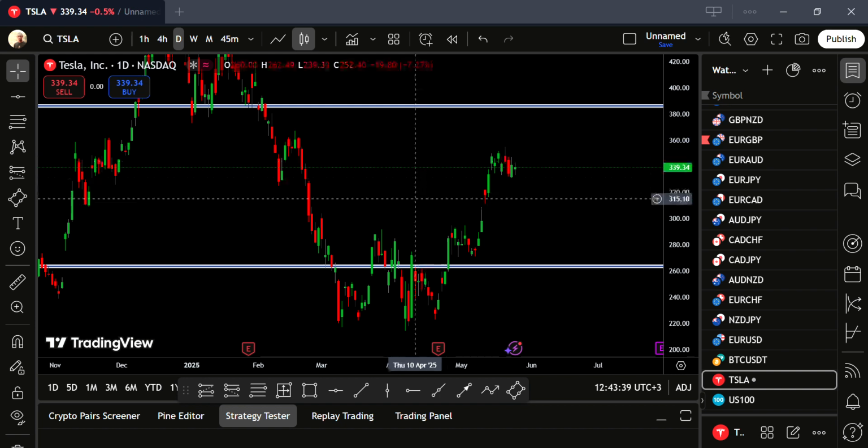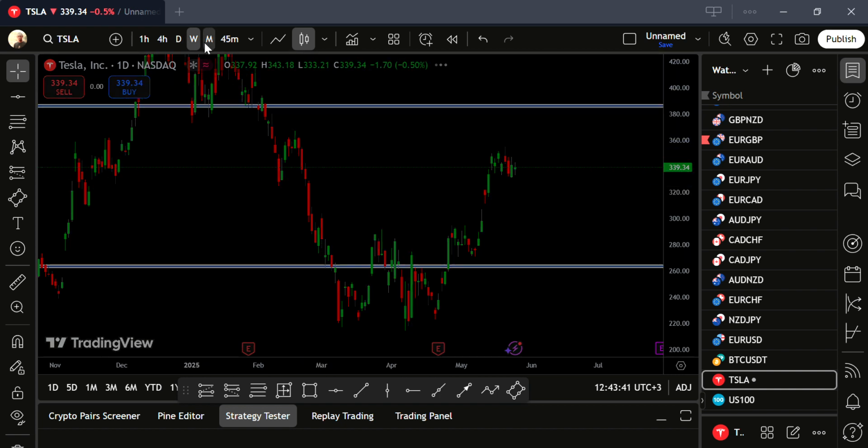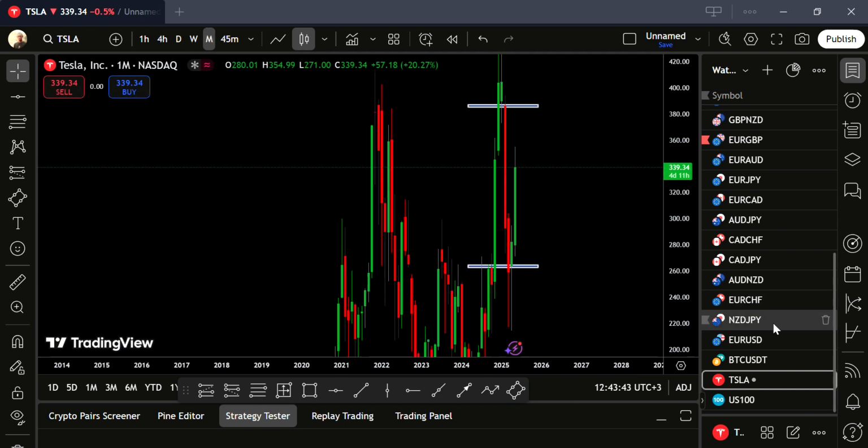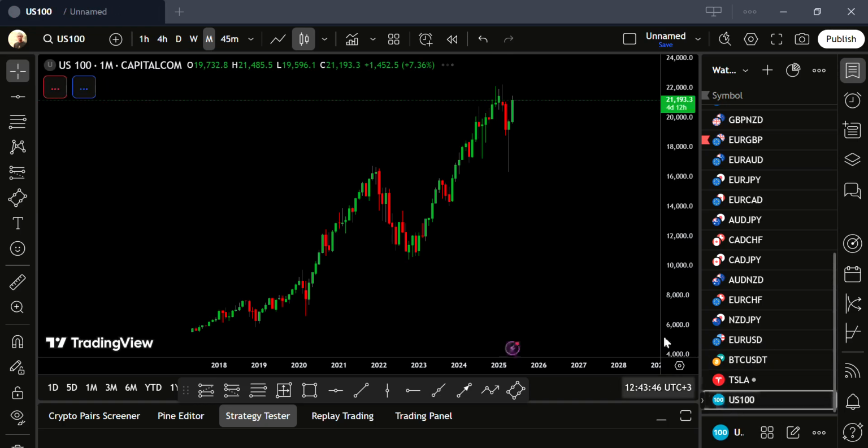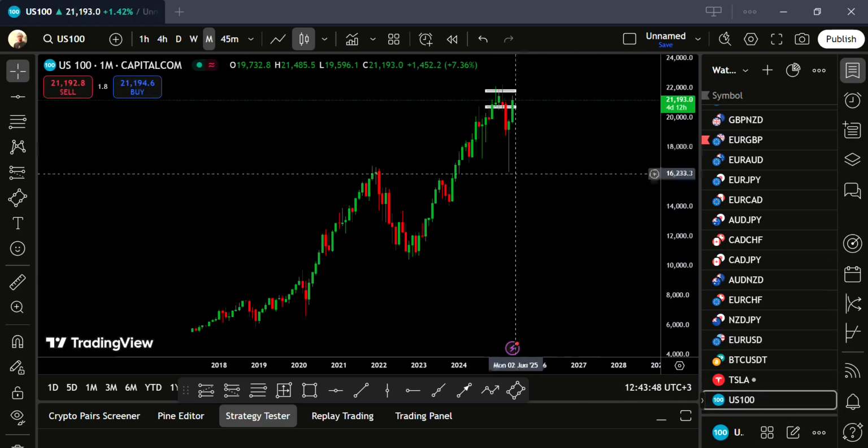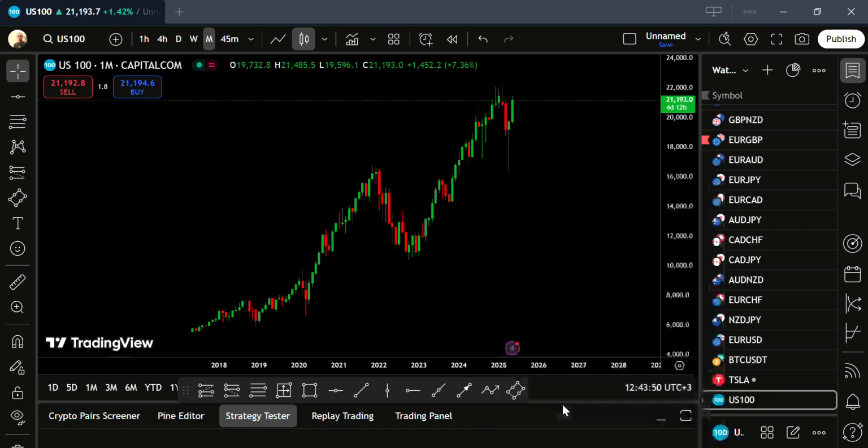So that is Tesla. So now we are going to the last one, which is indices. US. This is called what? US 100. Okay.